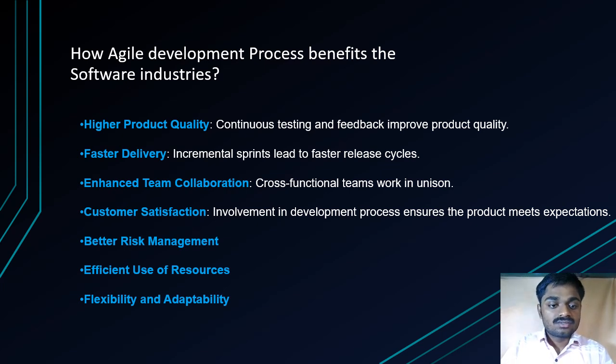And the second one is faster delivery. It's getting the product faster to the market. Agile's incremental approach allows teams to release a minimum viable product quickly, gathering user feedback early in the process. By delivering smaller chunks of the product at regular intervals, Agile minimizes waiting times and accelerates product releases, which is especially useful in the present competitive market.